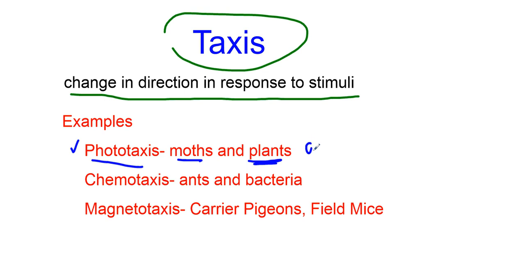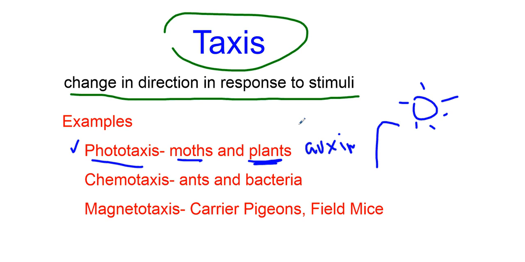We also know that plants respond to light. We've seen auxin, that hormone, which causes plants to tilt towards the sunlight. We've seen that before. That would be phototaxis. By the way, if it goes towards the stimulus, it's positive. If it goes the other way, it'd be negative.